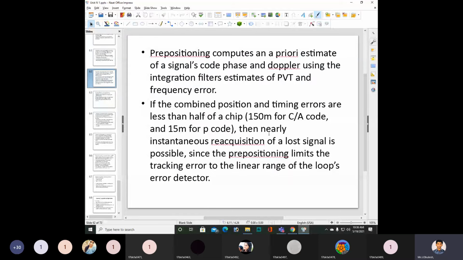Then pre-positioning computes an a priori estimate of a signal's code phase and Doppler using the integration filter's estimates of PVT and frequency error.